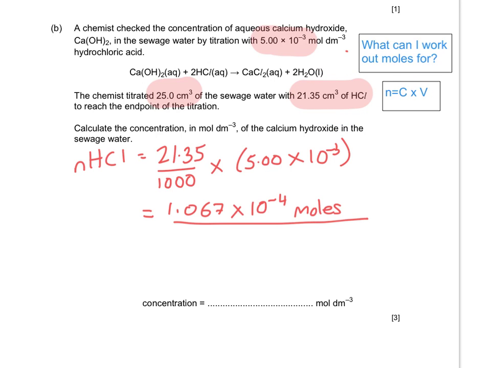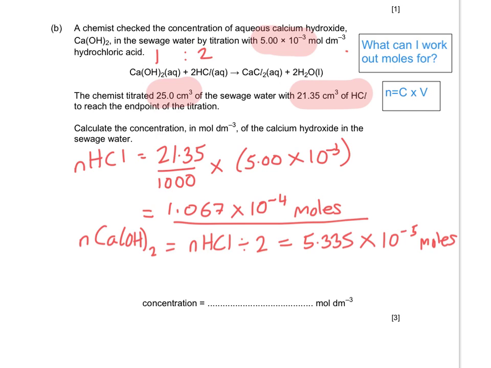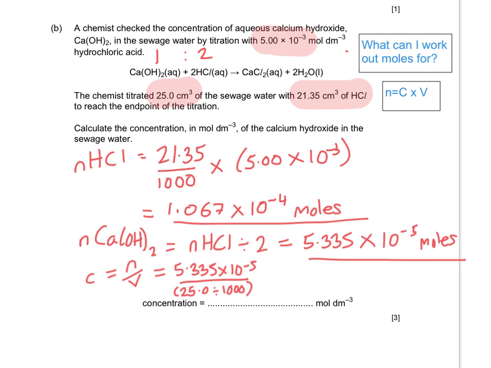So using n equals c times v from your first year of chemistry, we do 21.35 over 1,000 to convert into decimeters cubed, and then you times it by the concentration given, which was 5.00 times 10 to the minus 3. That gives us 1.067 times 10 to the minus 4 moles of HCl. Now working out the moles of calcium hydroxide is easy, because the equation tells you that there's a 1 to 2 mole ratio. So this will give you 5.335 times 10 to the minus 5 moles.